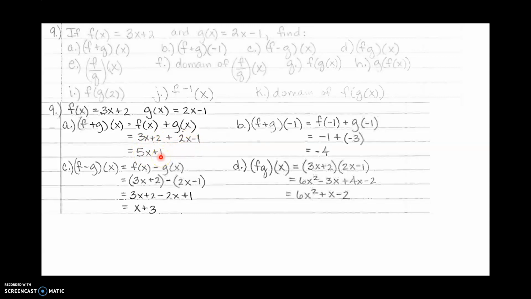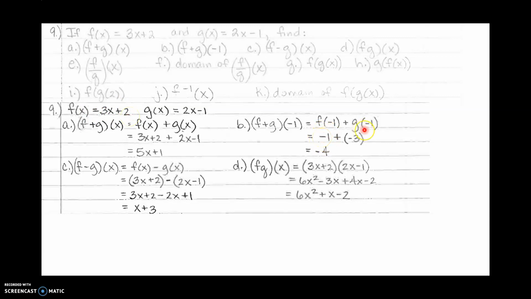All right, if instead of giving a letter there, they had given me a number there, like f plus g of negative 1, well, if f plus g of x is f of x plus g of x, if I put a negative 1 right there, that'd be f of negative 1 and g of negative 1. So f of negative 1 literally just means take negative 1 and put it in place of x in this function. So put a negative 1 right there. So 3 times negative 1 is negative 3 plus 2, which is where we get this negative 1 right here.